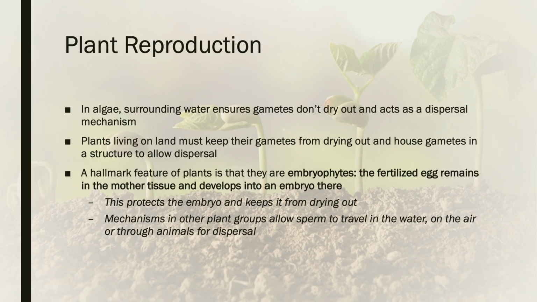So this meets the challenge of living on land. It protects the embryo from drying out, and mechanisms in other plant groups allow the sperm to travel in the water, air, or through animals. Again, we'll take a look at the specific structures for each of the plant phyla, but how plants reproduce is how they meet that challenge of living on land.